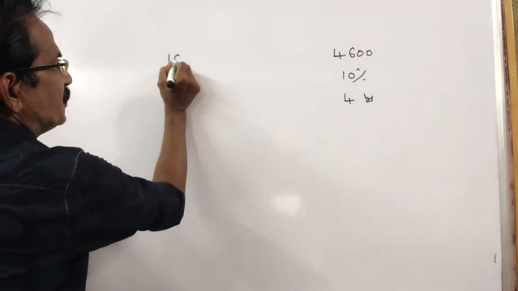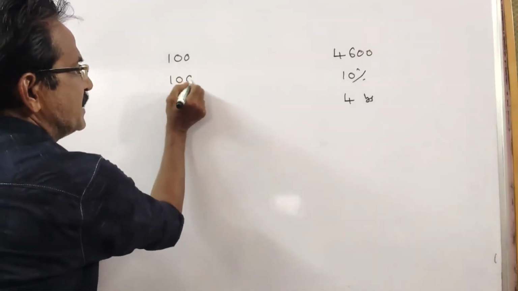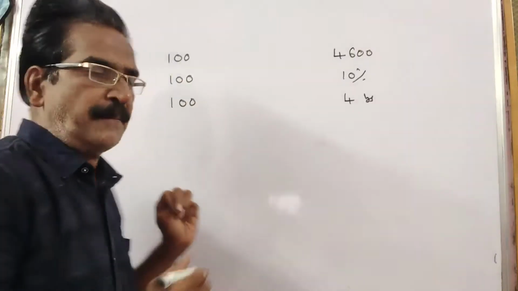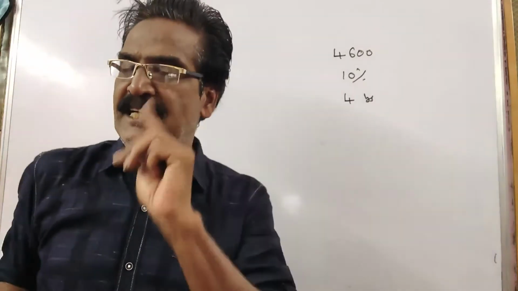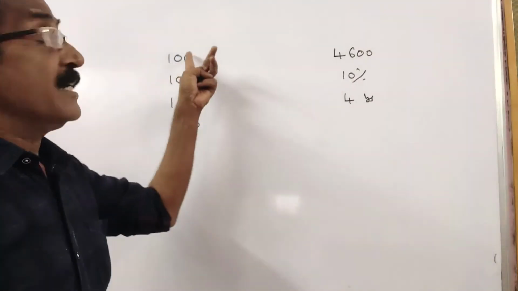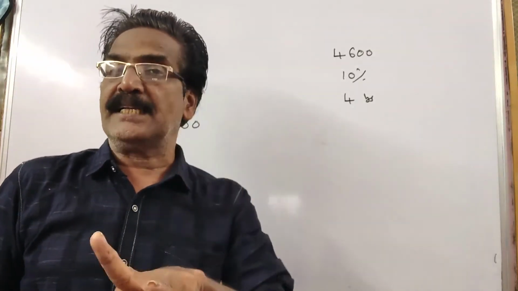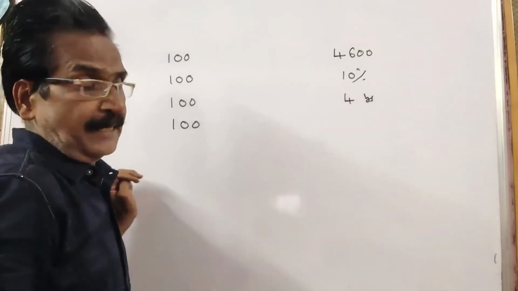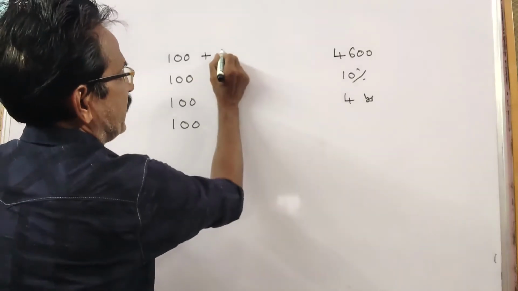So, at the end of first year you pay 100, at the end of second year you pay the second installment, at the end of third year you pay the third installment, at the end of 4 years you pay the final installment. See friends, the installment you pay at the end of the first year will fetch interest for 3 years. Per annum the interest is 10. For 3 years the interest will be 3 times 10, 30.